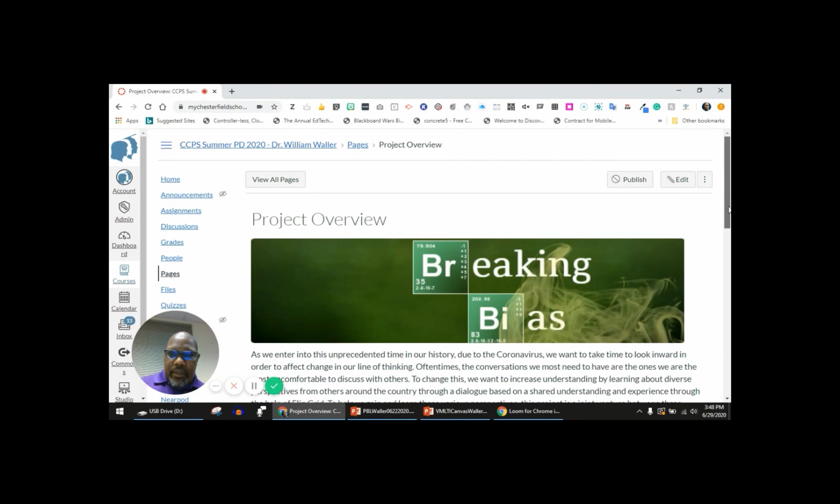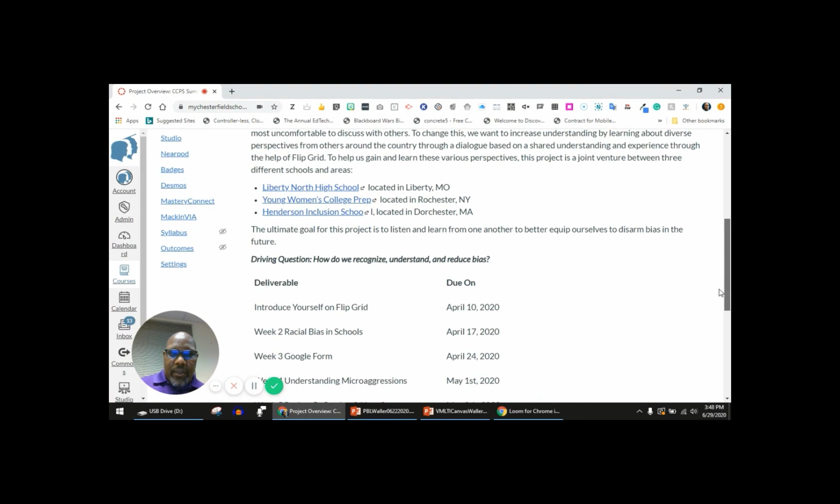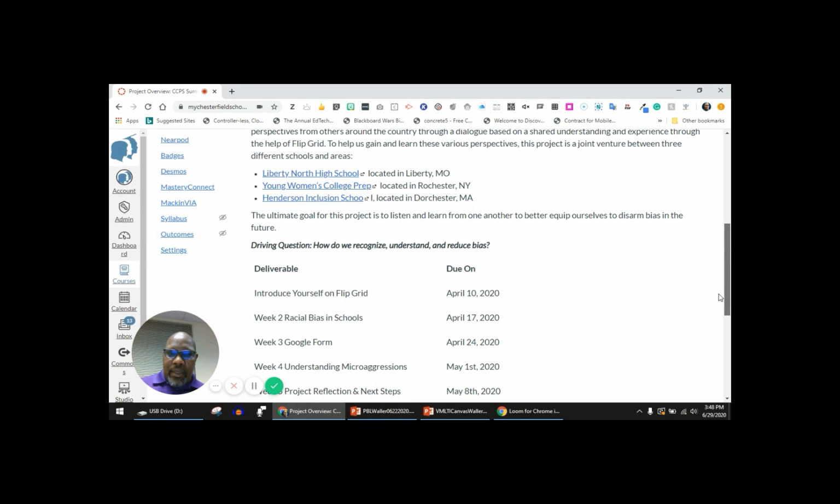And you can see here is the project overview, where you're going to have 3 schools that are going to be involved in this project, and all the students in each of these schools are going to be going through this project. And as they go through the project, they're going to be looking at the driving question, which is: how do we recognize, understand, and reduce bias?